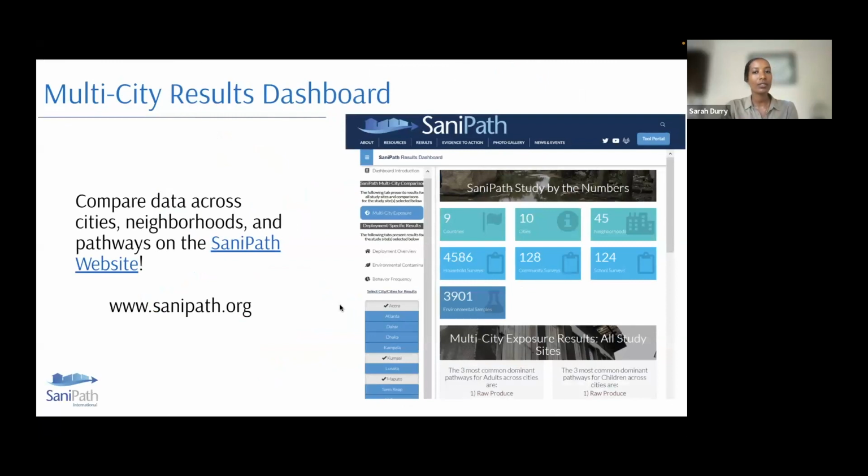And if you're interested, you can also compare data from our SaniPath deployments. So on our website, we have our results dashboard where you can compare across cities, neighborhoods, and pathways, which I think is very interesting.